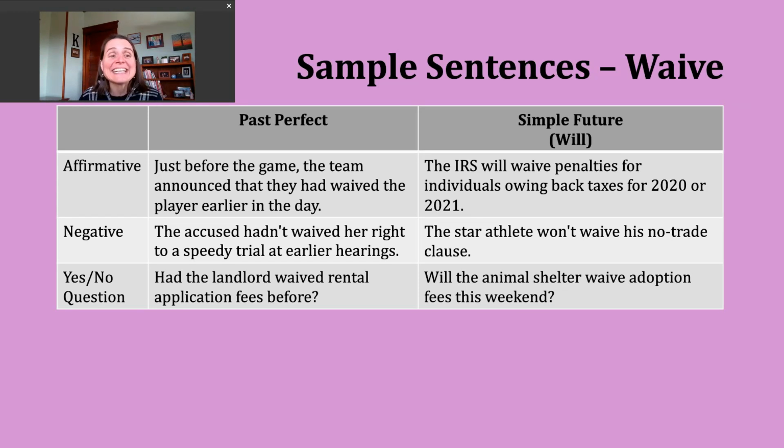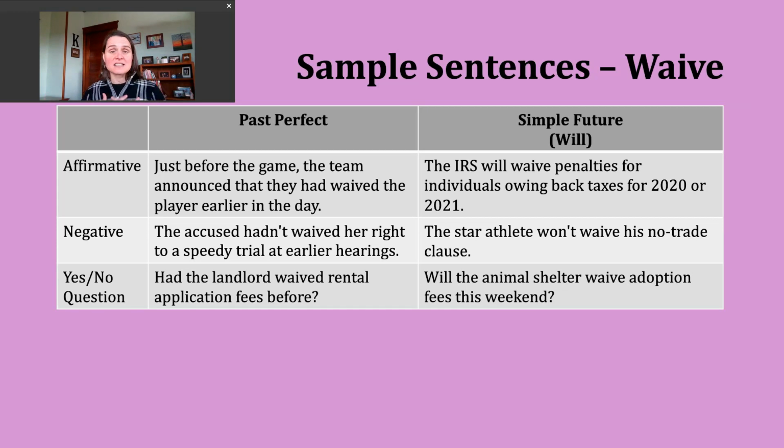Now let's talk about making negative past perfect sentences. To do this, I start with my subject, I use had, not, and then the participle form of the verb. You might also see had not combined into the contraction hadn't. An example of this. The accused hadn't waived her right to a speedy trial at earlier hearings.